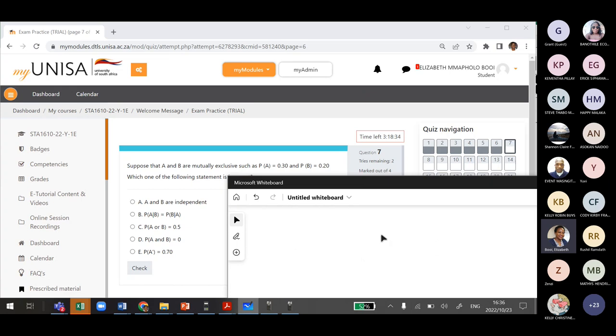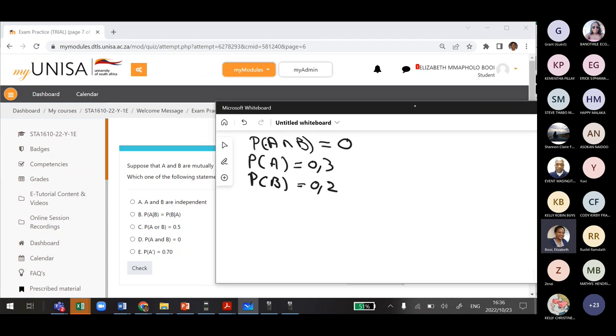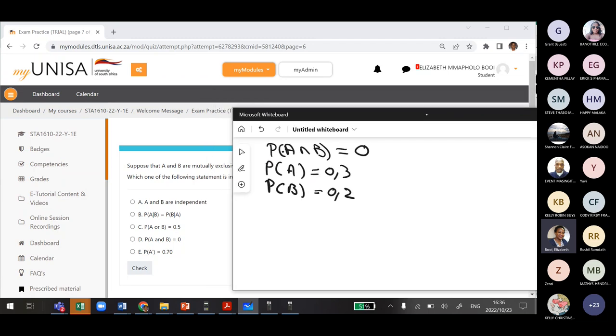So let's start with A. A says A and B are independent. So the first thing that we need to take into consideration is what is given in the statement. So I'm going to write there what is given in the statement. The first step, we are told that events A and B are mutually exclusive. So in your mind, you should know that if A and B are mutually exclusive, therefore the joint probability of A and B will be zero. What else have they given you? They told you that the probability of A is 0.3. They also gave you that the probability of B is 0.2. So those are the information provided to you. Now let's use that information to select which one of these is incorrect.